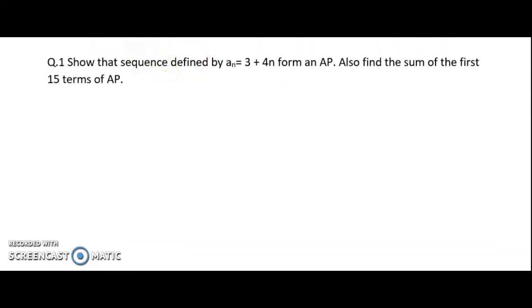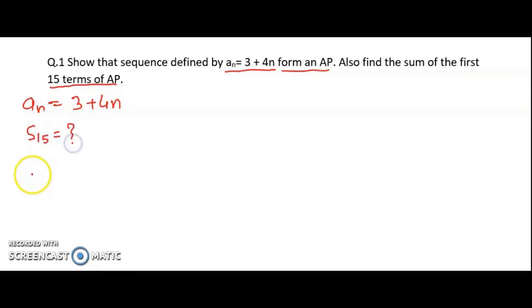See the first question. Show that the sequence defined by an equal to 3 plus 4n forms an AP. Also find the sum of first 15 terms of the AP. So here the nth term of an AP is defined by 3 plus 4n. First of all, we have to prove that this sequence will form an arithmetic progression, and then we have to find out the sum of first 15 terms, that is S15. So first of all, let's prove that an equal to 3 plus 4n forms an arithmetic progression.